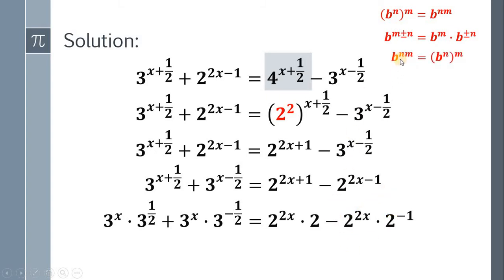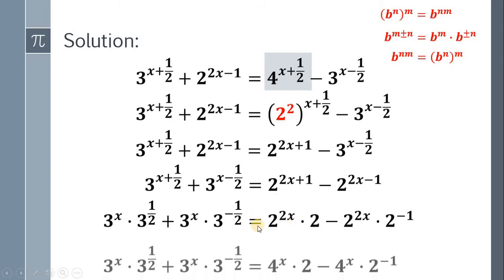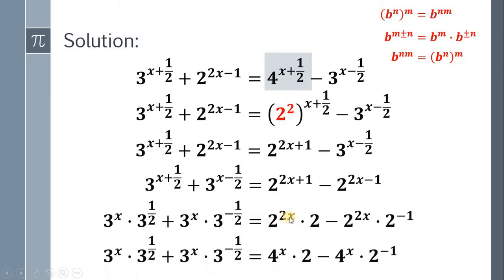Now at this point, we will use again another law of exponent. If we have b raised to n multiplied by m, it is equal to b raised to n raised to the power of m. Now this term becomes, look at this, 2 raised to 2x, this becomes 2 raised to 2 raised to x, or simply 4 raised to x. And the rest is just bring down. Now let's focus on this equation on the bottom.